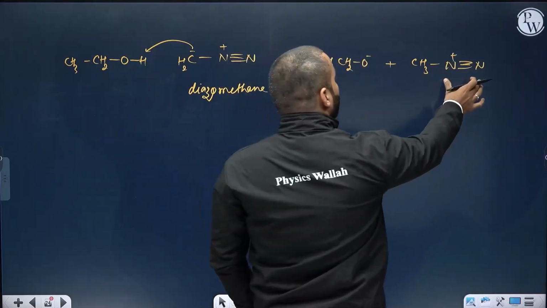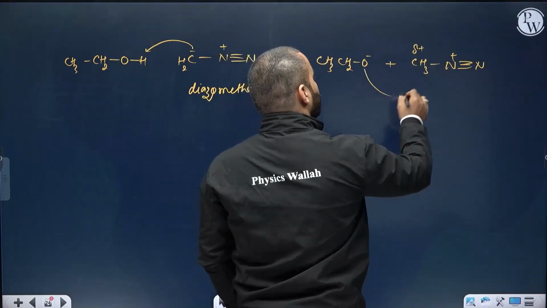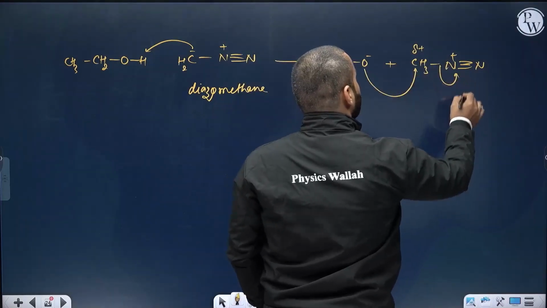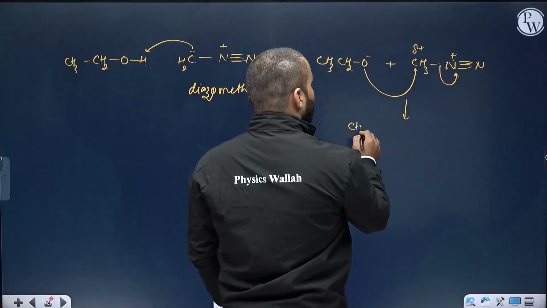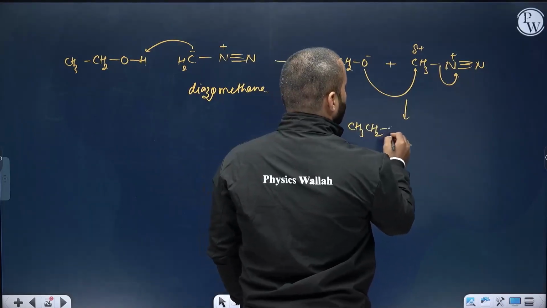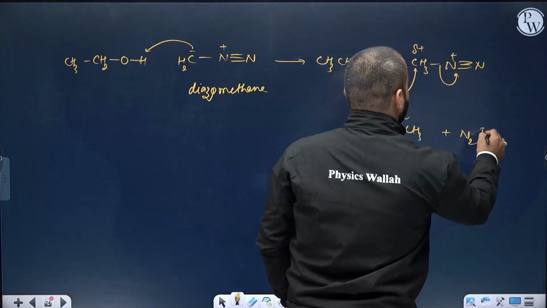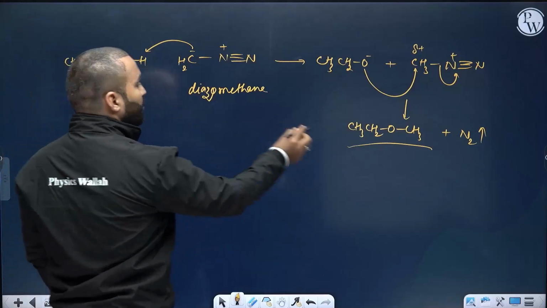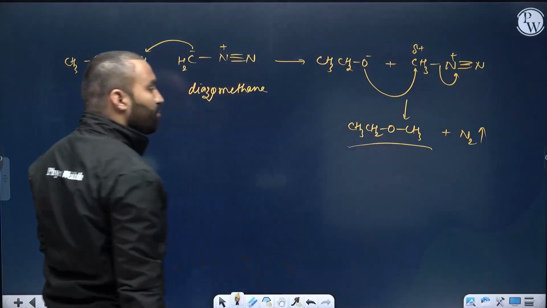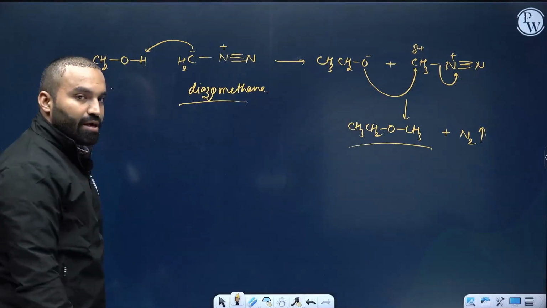Due to this nitrogen, there is a huge delta positive charge on this carbon, and this oxygen immediately attacks here, and nitrogen also leaves. This is an excellent leaving group. So CH3CH2OCH3 forms, with nitrogen gas liberated. This is your ether. So if you want to convert an alcohol to its methylated ether, the best method is to use diazomethane.